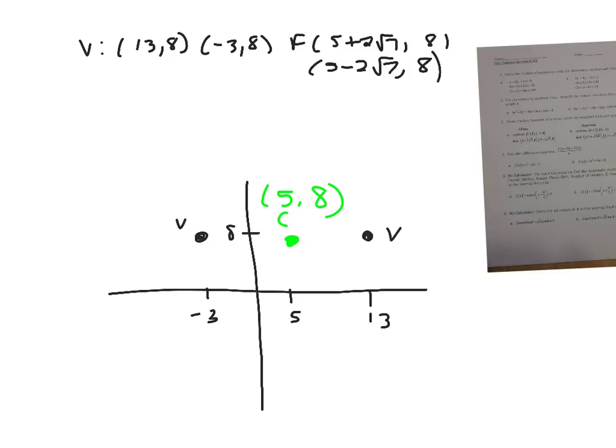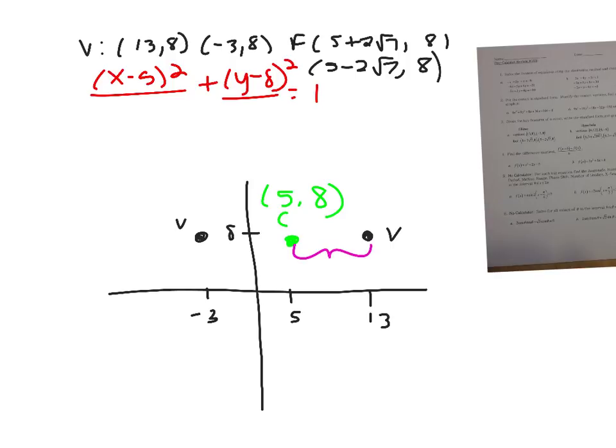Since my vertices are going left, right, that means my x is going to come first for this ellipse. So it's going to be x minus 5 squared over some number plus y minus 8 squared over some number equals 1. All right, so now what I need is the distance from center to vertex, which is 8. So that means my a is equal to 8. So a squared is 64. That's going to go under x. Excuse me.